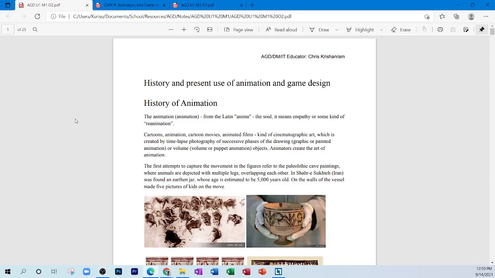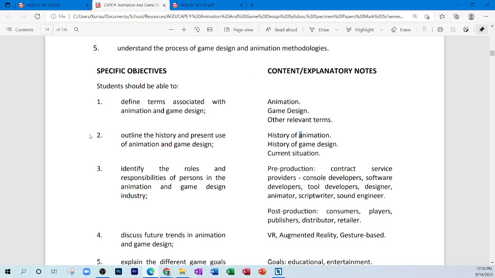Right. So as I mentioned, we are continuing objective 2. We are looking at the outline to outline the history and present use of animation and game design. We're continuing the history of animation. Now, when it comes to the history of animation and the history of game design, you're going to notice that where animation started and where game design started is going to be a lot different in terms of time period.